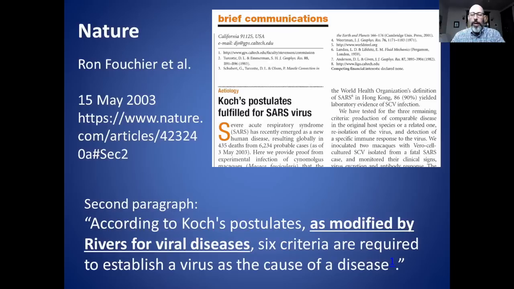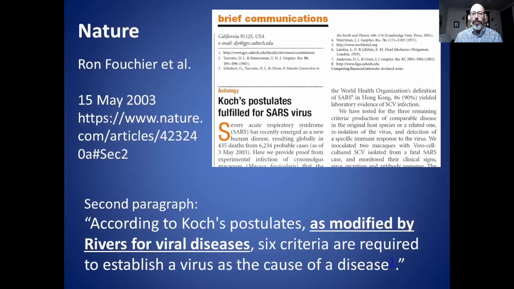So I want to point out that right here, just between the title and what they say in the body of this article, already they're misleading you. Because in the second paragraph, they wrote, according to Koch's postulates as modified by Rivers for viral disease. So it's not Koch's postulates, it's Rivers' criteria, which is different. And they should have put that in the title, but they're misleading you to make you think that Koch's postulates have been fulfilled. According to Rivers, there are 6 criteria to establish virus as a cause of disease.